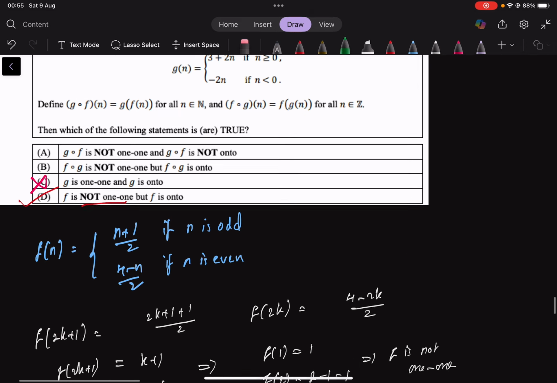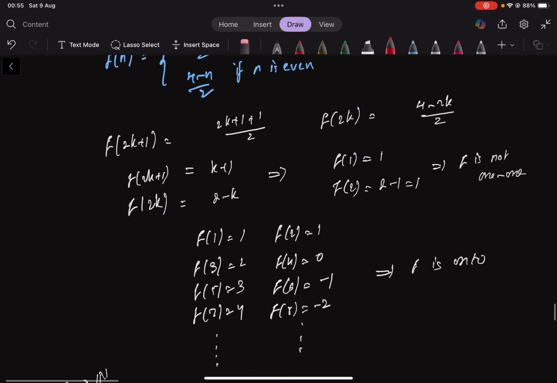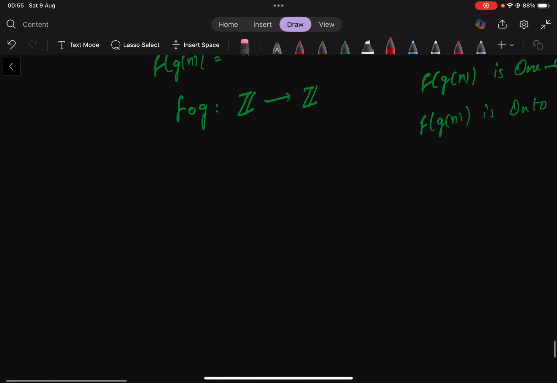So the claim was that f of g of n is not one-one but onto, but we have seen that it is both one-one and onto. So option B is incorrect. Now let's work out g of f.